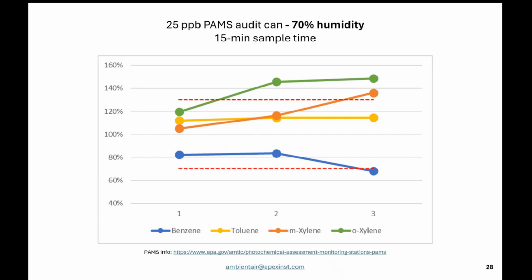The test on this slide measured 25 parts per billion of a PAMS audit can at 70% humidity with a 15-minute sampling time. Strong results were obtained here for benzene, toluene, M-xylene, and O-xylene, with nearly all of the values measuring within the plus or minus 30% range of the theoretical values. These results at an increased humidity support that the analyzer can accurately speciate individual VOCs from a complex mixture.